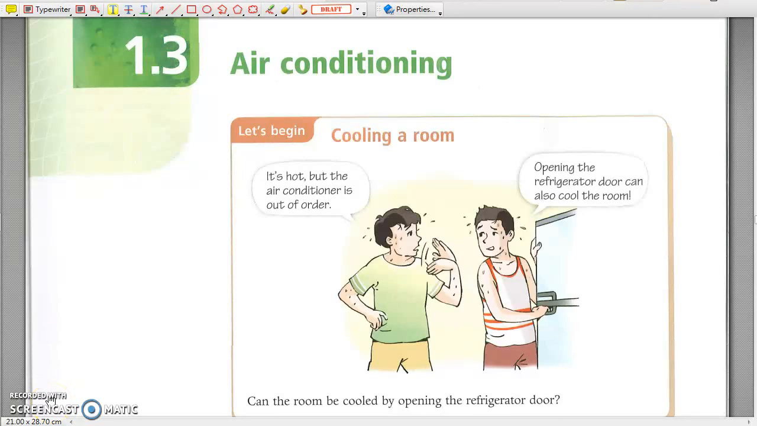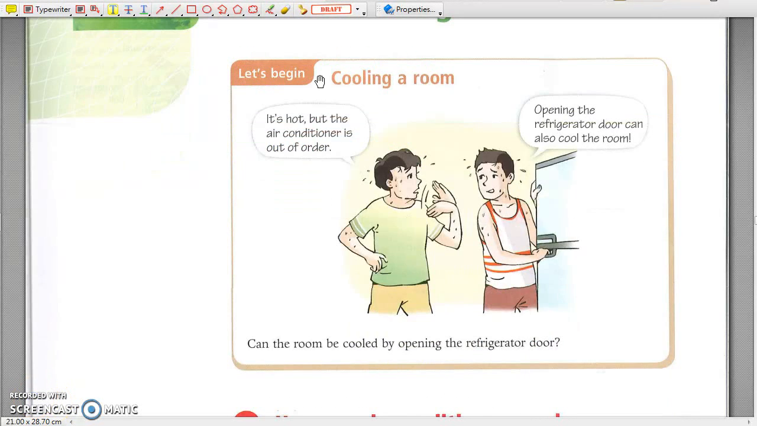1.3 Air conditioning. Let's begin. Cooling a room. An air conditioner cools a room. Can a refrigerator also cool a room?